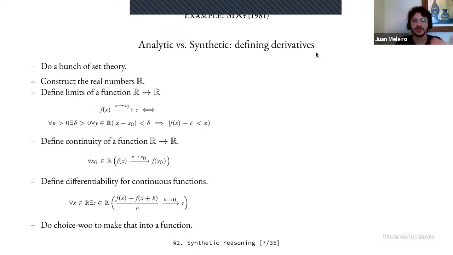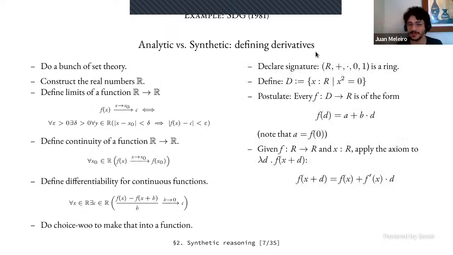So it's a lot of steps, and the important point is that most of these steps have nothing to do with derivatives, nothing to do with the fundamental behavior of derivatives, which one could argue is the chain rule and product rule, etc. In contrast, when we are doing synthetic mathematics, we would proceed something like this. This is the original way Kock does it in his 81 book, which is we start with a ring. We assume that we have an object, R, which is a ring.